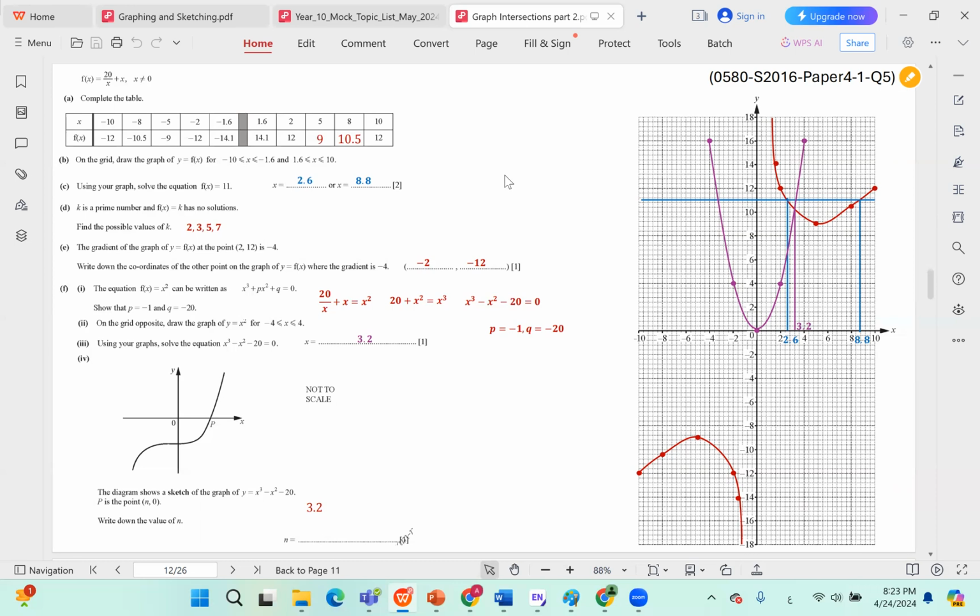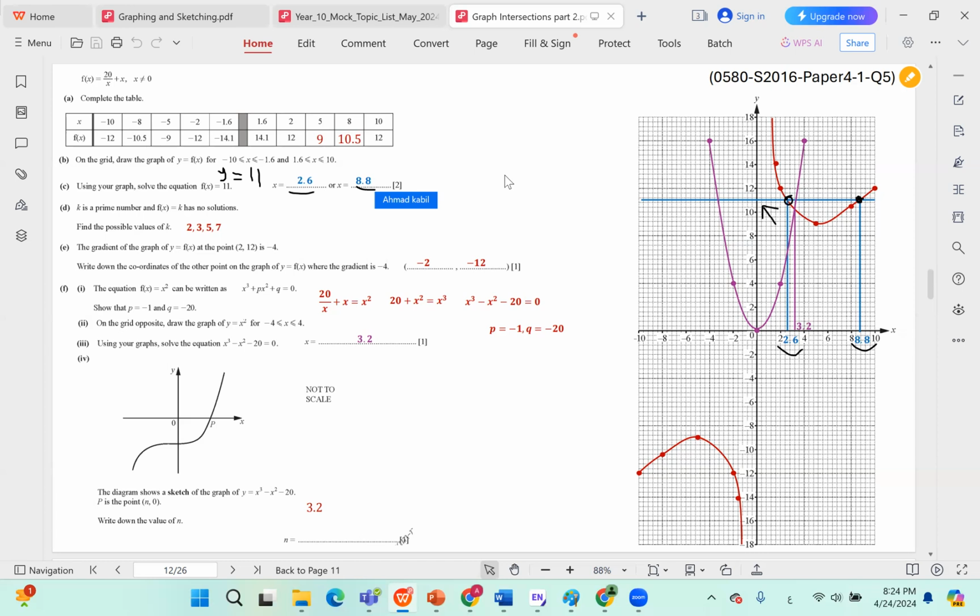In C, we are told, using your graph, solve the equation f of x equals 11. So to solve the equation f of x equals 11, I need to draw y equals 11 and see where it cuts the curve. So I'm going to go to 11, which is halfway between 10 and 12. And I'm going to draw the horizontal line. I'm going to see where it cuts the red curve. So it cuts at this point and at this point. I'm going to find the x values of these points. And these turned out to be 2.6 and 8.8. So these were the answers that I wrote right there.